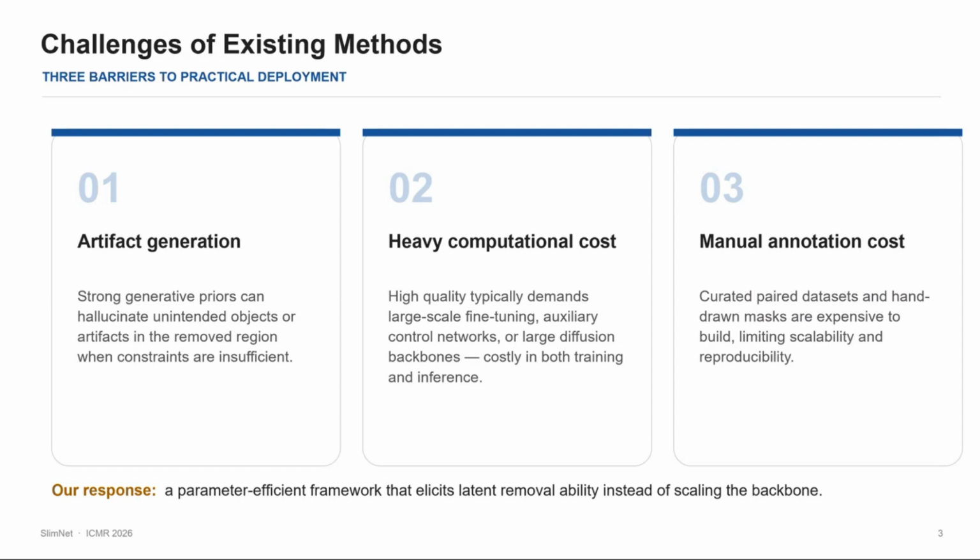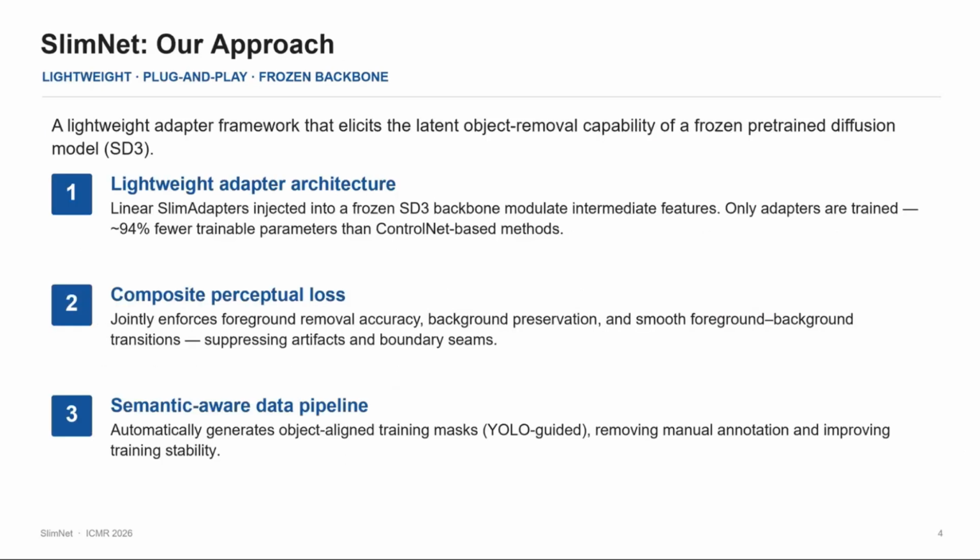Our response, summarized at the bottom: a parameter-efficient framework that elicits the latent removal ability already inside the model instead of scaling the backbone. So here is SlimNet, a lightweight plug-and-play adapter framework built on a frozen SD3 diffusion backbone. It rests on three contributions. One, lightweight adapter architecture. We inject linear slim adapters that modulate intermediate features. Only the adapters are trained, about 94% fewer trainable parameters than ControlNet-based methods.